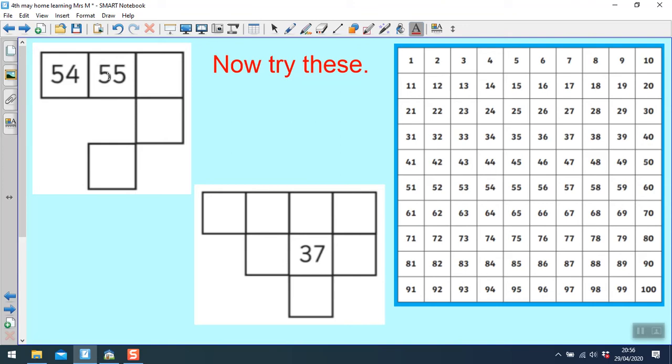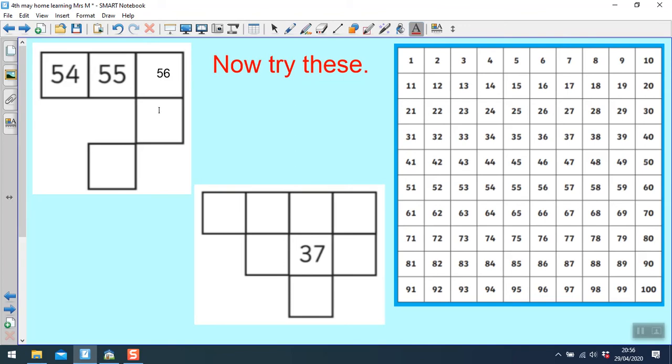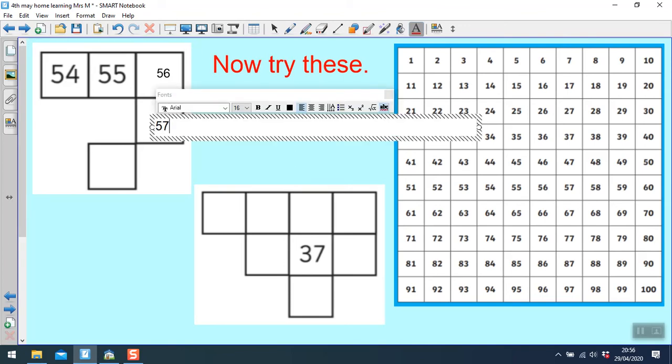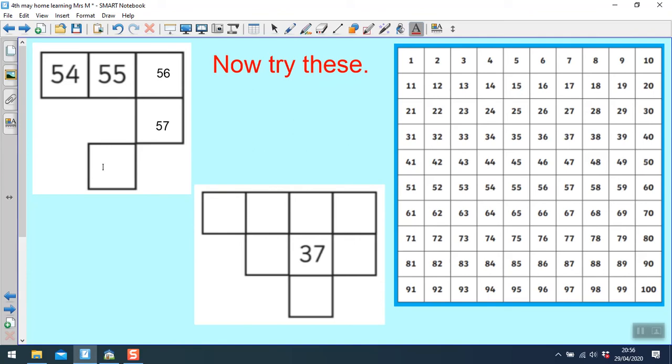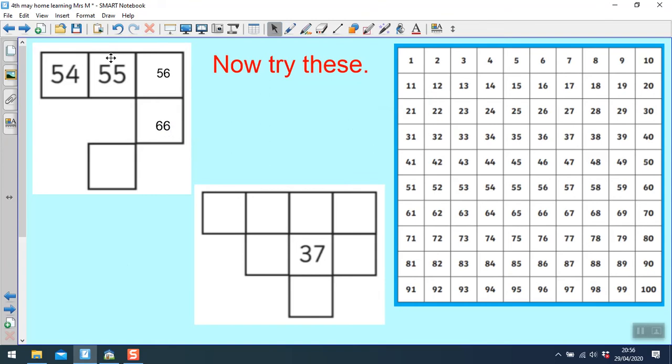So adding on 1 as I move to the right, 54, 55, 56. Adding on 10 as I move down, 56, 66. And then here, to get this one, I could either think about what this one would be or what this one would be. So 54, 55, 56. Adding on 10 as I move down, that should be 66. Adding on 10 as I move down, 55 add 10 is 65.